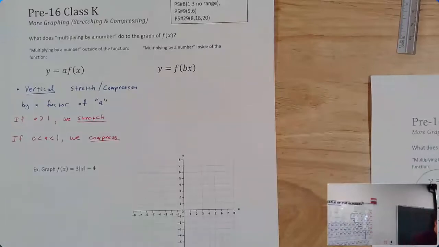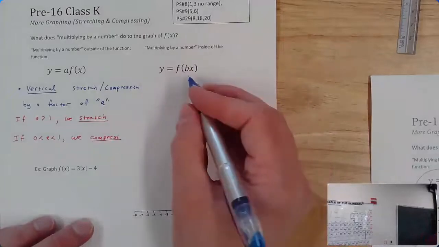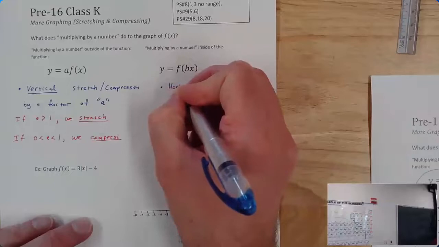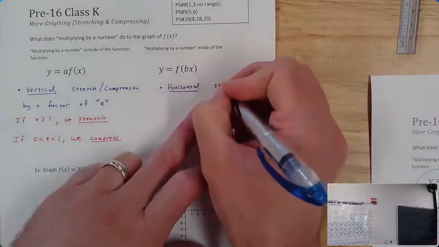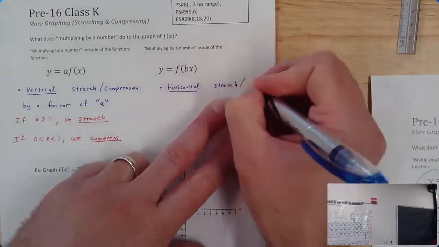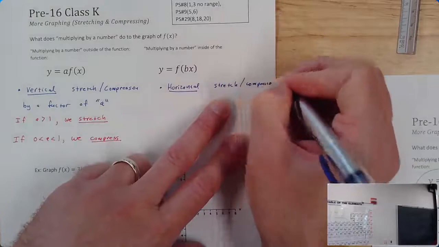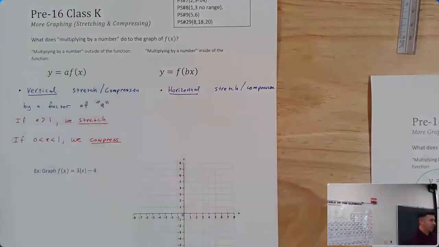On the other side of things, if you multiply on the inside by a constant like b, that's going to be a horizontal stretch or compression. Let me say a few more words before we go on. What we're going to see in a moment is that you have some function, and then you're essentially going to multiply the y value. So the y value is going to get bigger.